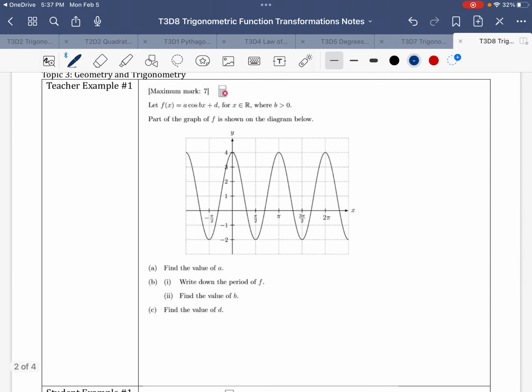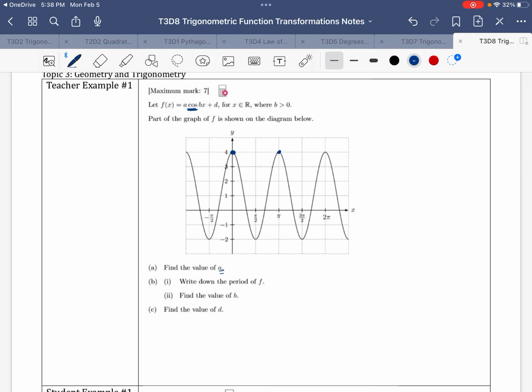So let's take a look at teacher example number 1. It says, let f of x equal a cosine bx plus d for x is a subset of all real numbers where b is greater than 0. So here it tells us that we're looking at a cosine function, which makes sense because our highest point here, and then we're moving down, and then repeating this pattern. So we're going from 0 to pi. Our period is pi. Okay?